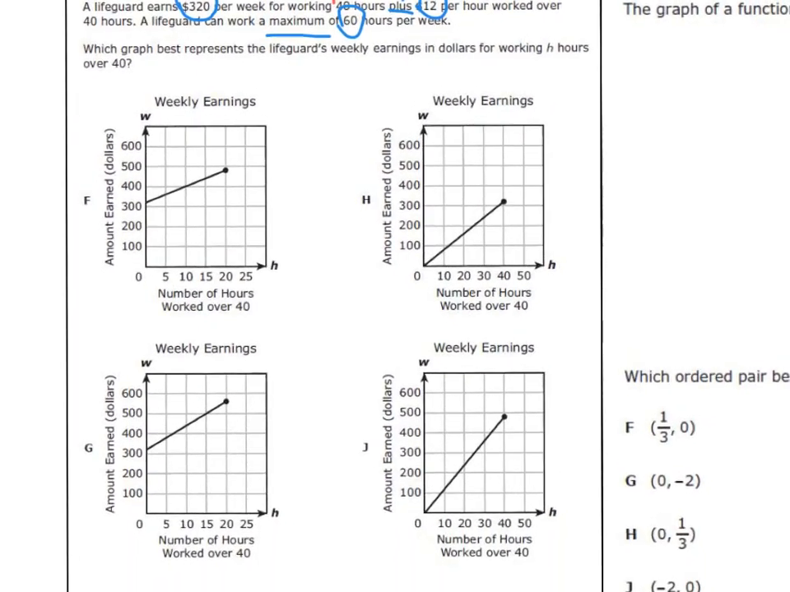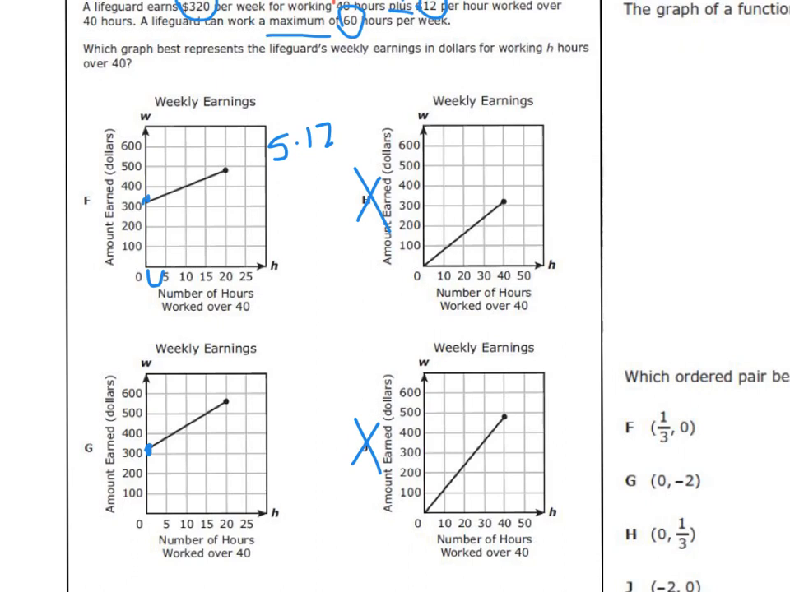Because what we're looking at is the number of hours worked over 40. So if they work at least 40 hours, that means they make $320. So graph F starts at 320 and so does graph G. They both start around 320. H and J cannot be the answer because they both start at 0. The next thing is it says they get $12 per hour for each hour worked over. So notice the graph is counting by fives. That means if they work 5 hours on this first graph, they would get $60 because we would do 5 times 12. 60 plus the original 320 would be 380.